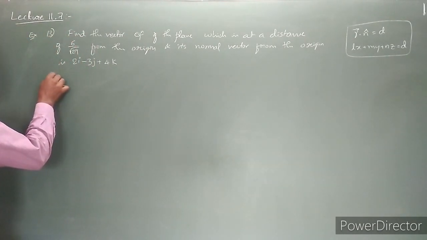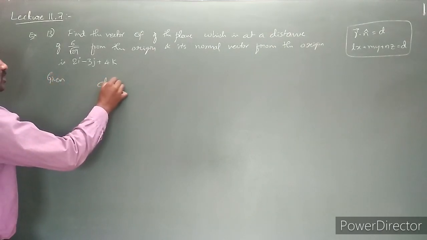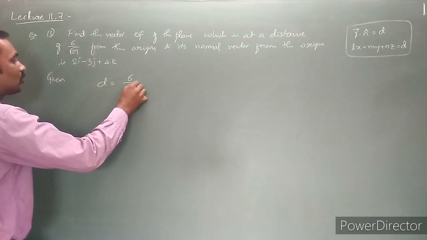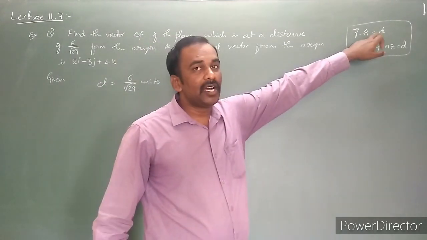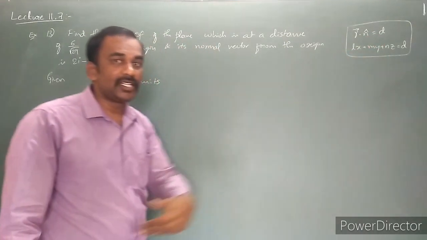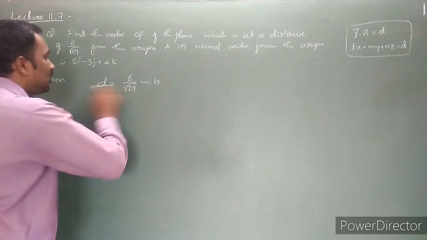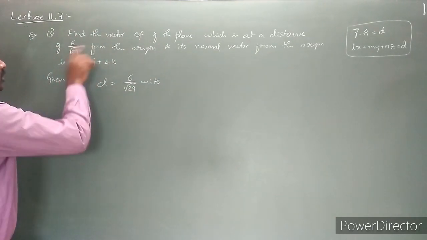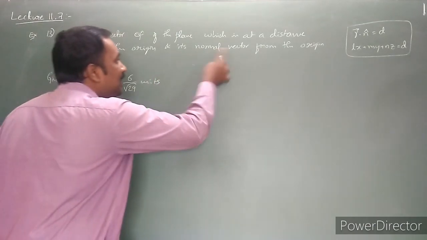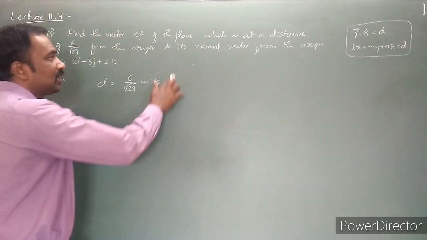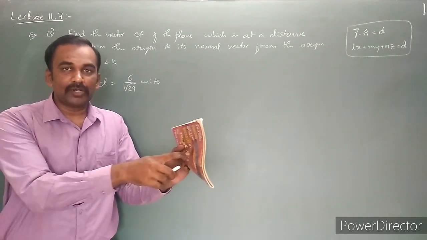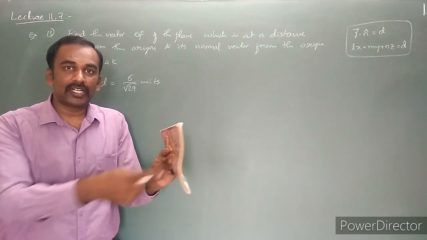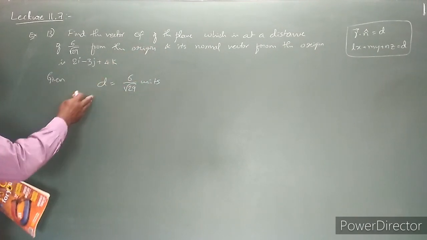That means the given distance is 6 divided by root of 29. Is that clear? In the formula, d is the perpendicular distance from the origin to the plane. d is given, and there is also a normal vector from the origin to the plane.